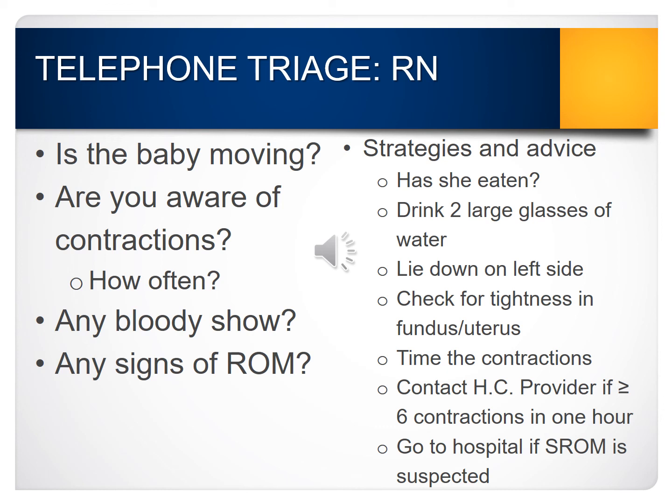Does it come and go? If it comes and goes, how long does it last? How long is it between one contraction and the next? Is there any bleeding? Again, describe that vaginal discharge. Are there any signs of rupture of membranes? If she describes it like menstrual cramps, ask if she's eaten or drunk anything, like water.